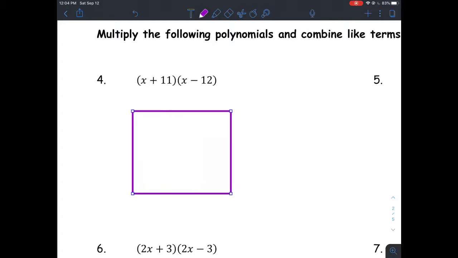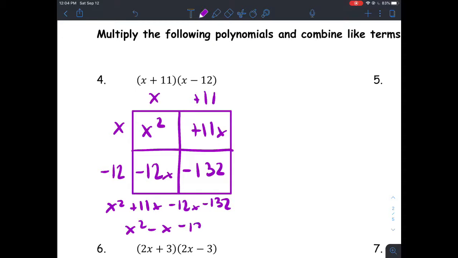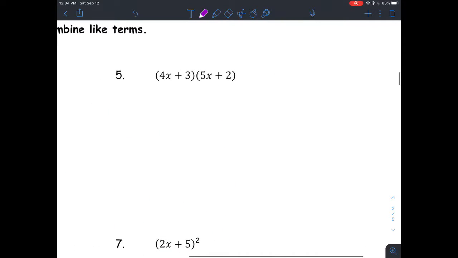Ooh, that is not what I drew. All right, so we'll draw our box. We've got x and 11, x and negative 12. So we get x squared minus 12x plus 11x minus 132. Then we need to combine all of our like terms. We've got x squared plus 11x minus 12x minus 132. We get x squared minus x minus 132.